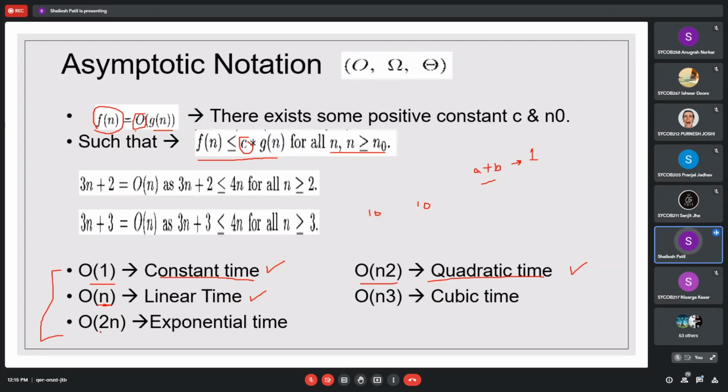Then 2 to the power n, it is not 2n, it is 2 to the power n. We can say that it is exponential time, since it is an exponent. And n to the power 3 is called cubic time, because it is a cube. So these are some time complexities that we have. Clear? So this part is okay.